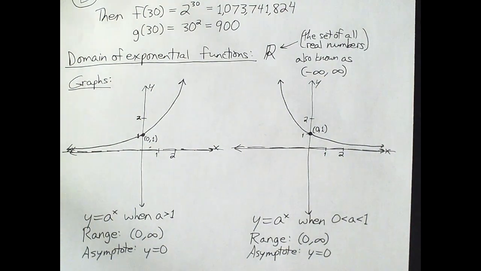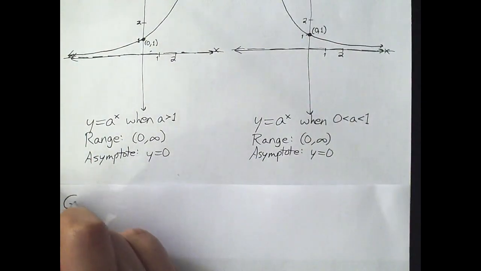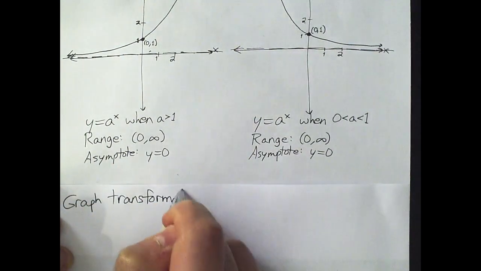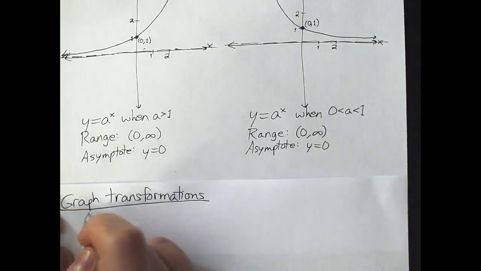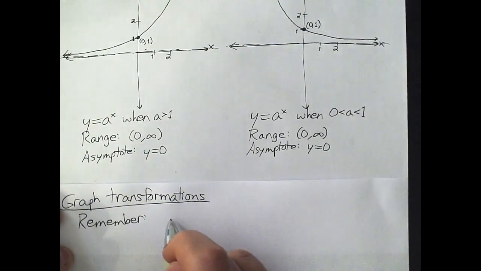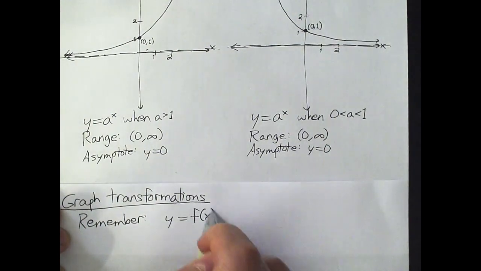Now, chances are you probably won't be asked just to draw a graph of like 2 to the x or 3 to the x or something like that, but something that you might get asked is to draw a graph transformation of one of these. So let's look at graph transformations. Graph transformations are something that can be discussed, you know, previously in an algebra class. But I want to quickly remind you of at least four different transformations.